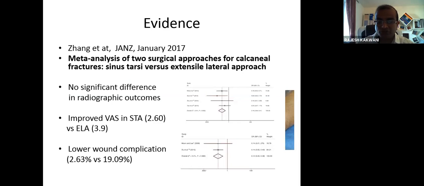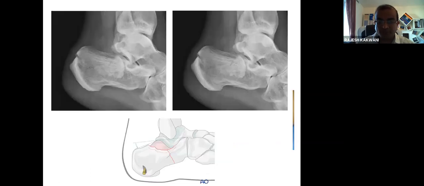There's evidence to show that the wound complication rate is much lower in the sinus tarsi approach compared to the extensile lateral, but the word of caution is the sinus tarsi approach is not extensile. You're using indirect methods to reduce the calcaneum height and the varus valgus deformity, and using the sinus tarsi approach mainly to restore the subtalar articular surface.